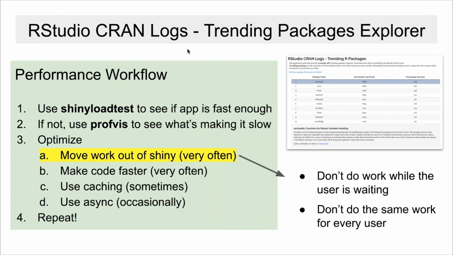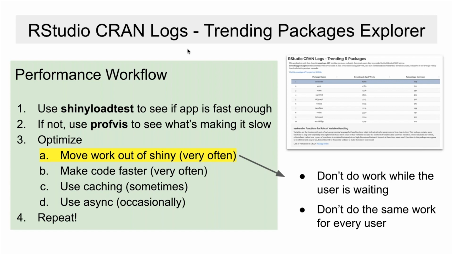So I'll spare you the first two points of the workflow. And again, go watch Joe's talk for those. And skip to number three, where I'm optimizing my code. At this point, the number one thing that you do very often to optimize some of these performance issues is to move work out of Shiny. And Joe says there are two important things to consider, things that you don't want to do. You don't want to do work in Shiny while the user is waiting. And the second thing is you don't want to do the same work for every user.